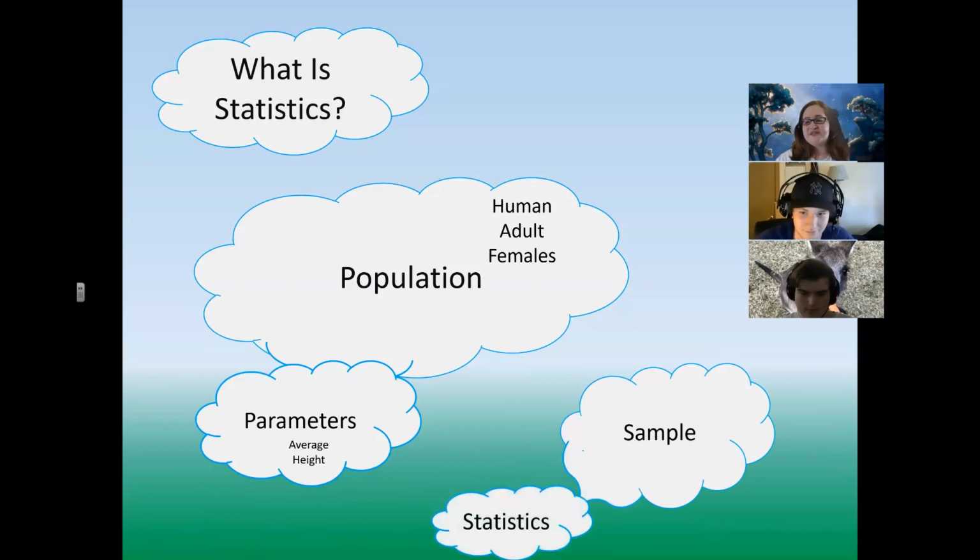Okay, and I do statistics on my sample, and I find that the average human adult female is 4 feet and 10 inches. Does that seem weird to you guys? Yeah, that's very short. 4 feet seems more hobbit-sized than adult human-sized.